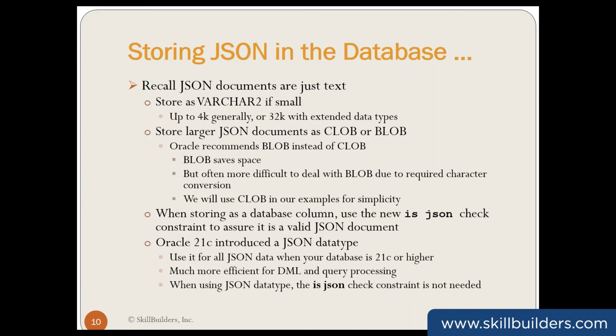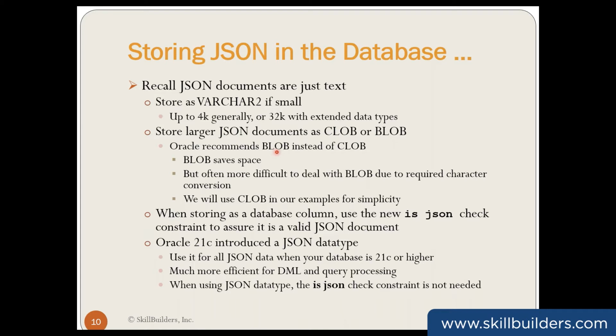Okay, someone gives us a JSON document. Where are we going to put it? Well, first of all, the document is always text. You're going to store it in a VARCHAR2 if it's small, up to 4K generally, or 32K if you have extended data types in your database. If it's larger, you need to store it in a CLOB, or believe it or not, in a BLOB.